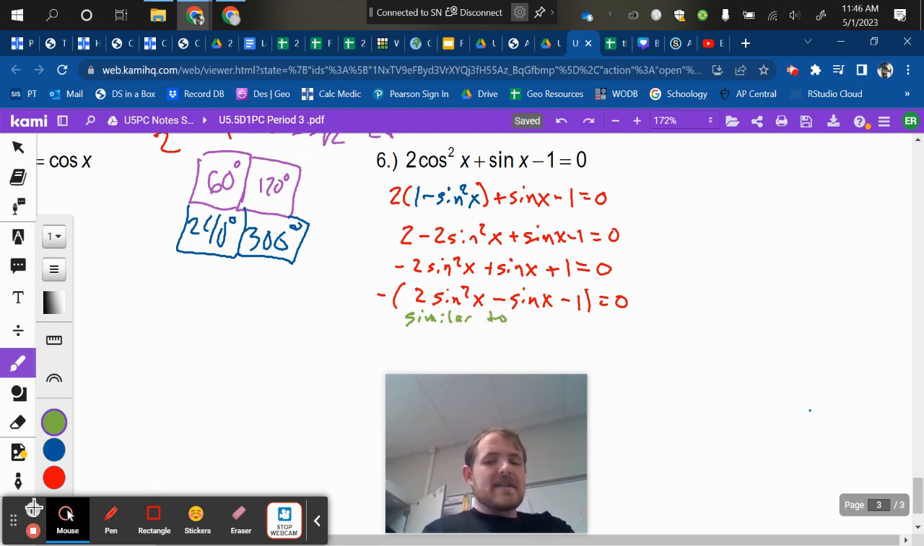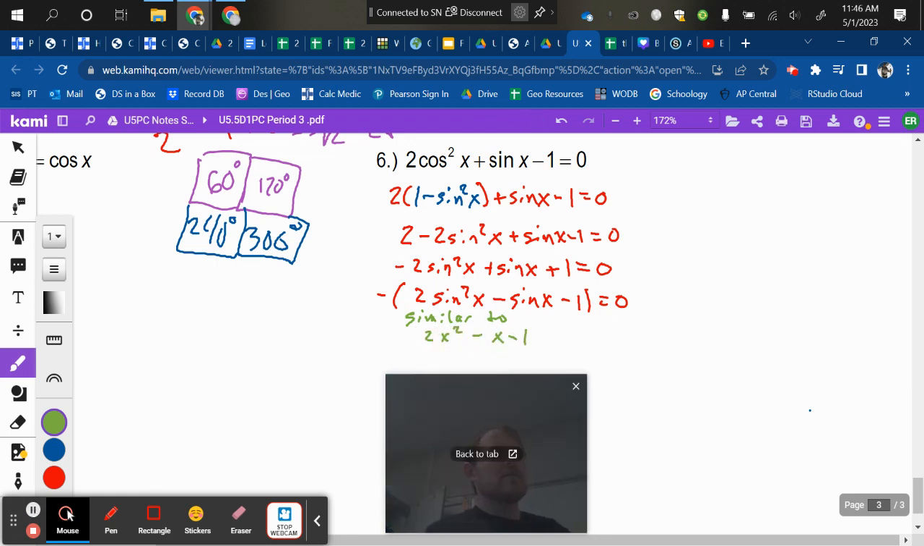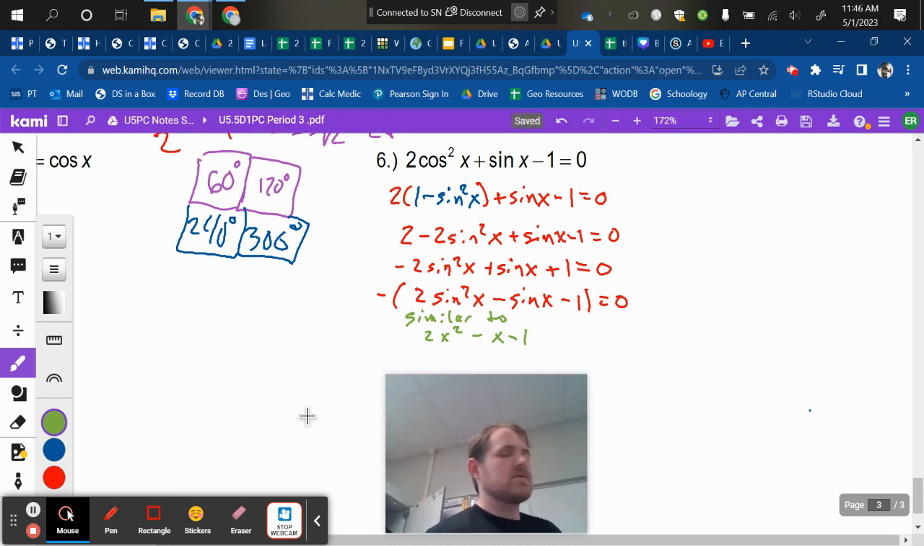Now, the biggest thing that we want to see is how this is similar to 2x squared minus x minus 1. And when that was equal to 0 in the past, what did we do? What's that called? If I didn't have x and x squared, I would probably add 1. But now we want to actually factor this thing.